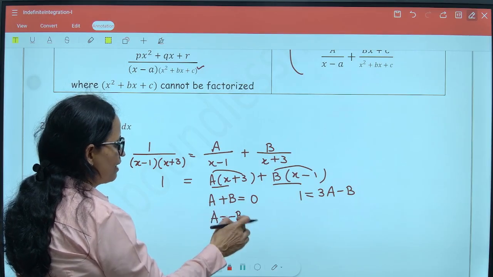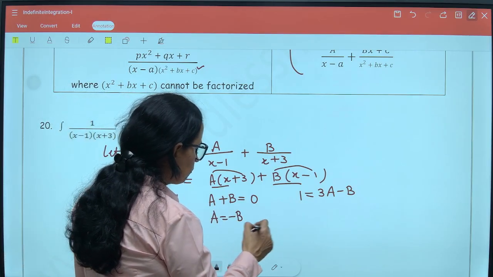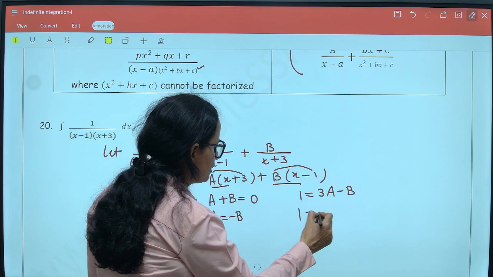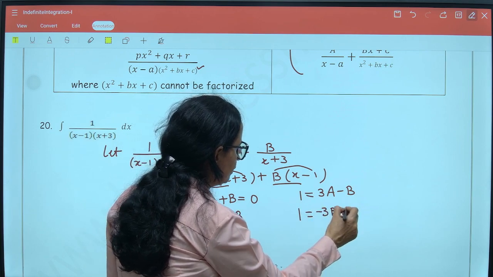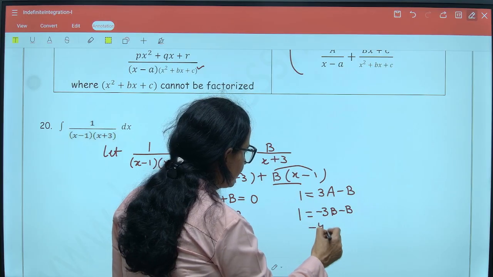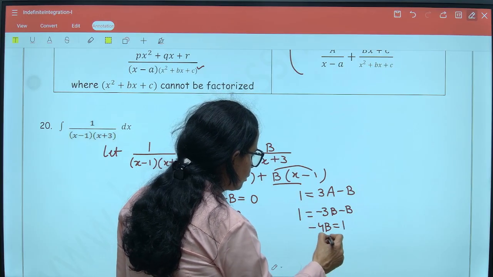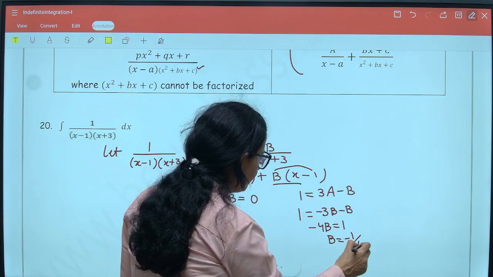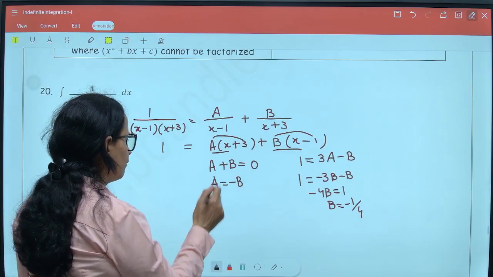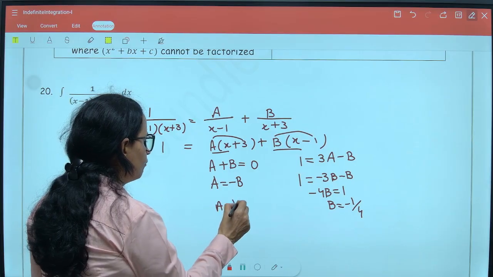So this means a is minus b, and if I put a as minus b here, it becomes minus 3b minus b. So this is minus 4b equals 1. So the value of b is minus 1 by 4. If b is minus 1 by 4, a is going to be 1 by 4.